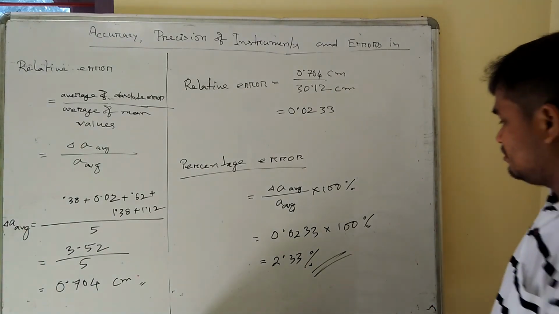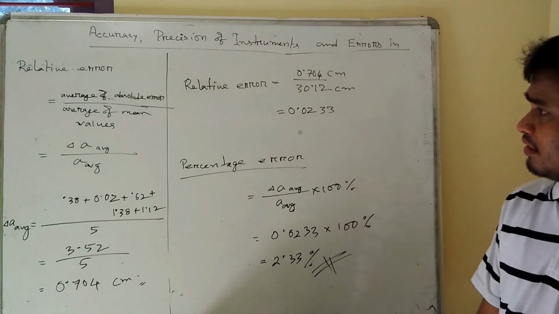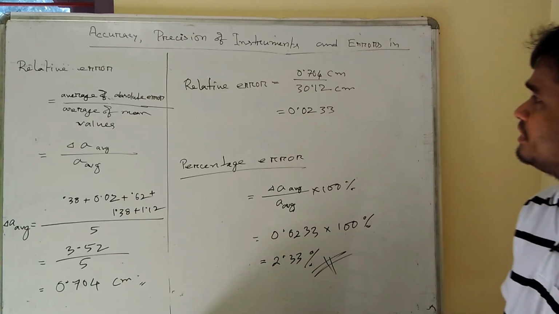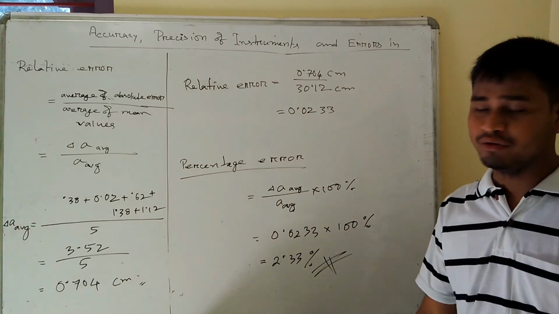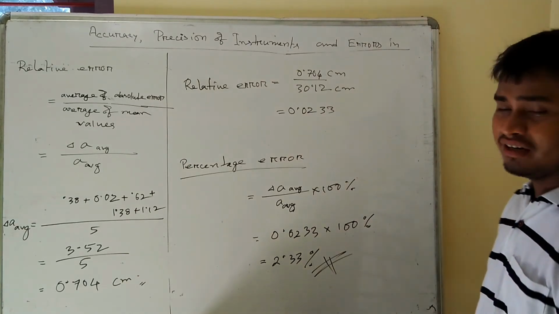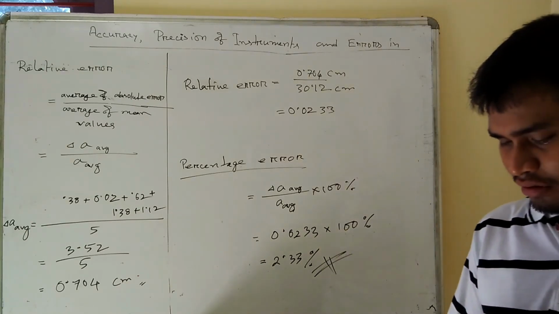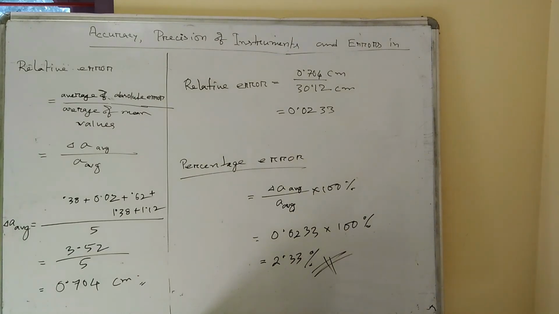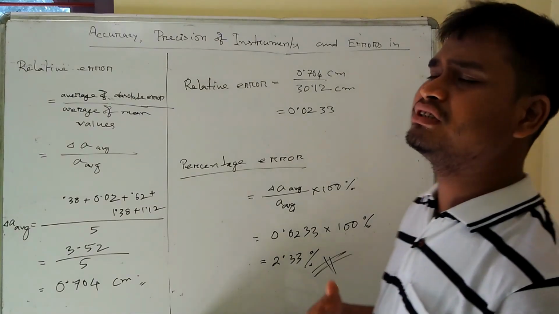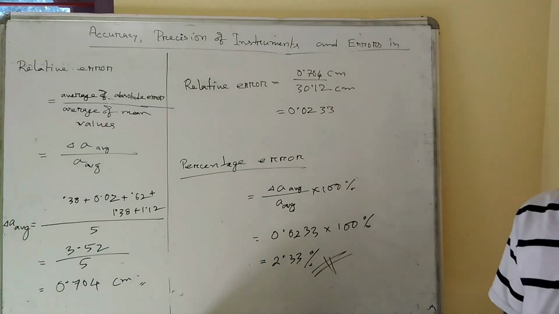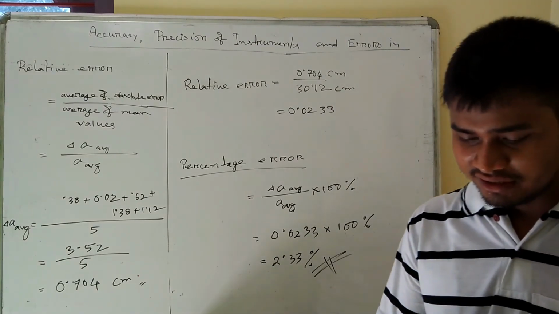Clear? So this is the introductory idea of accuracy, precision of instrument and errors in measurement. Next we will study errors in addition, errors in multiplication, errors in subtraction and errors in division, which we will learn in the next class.